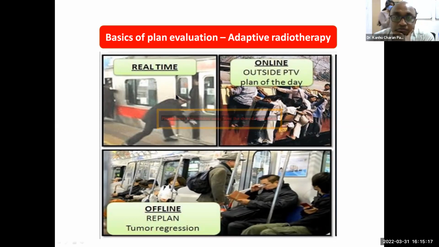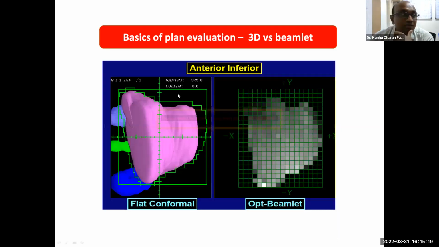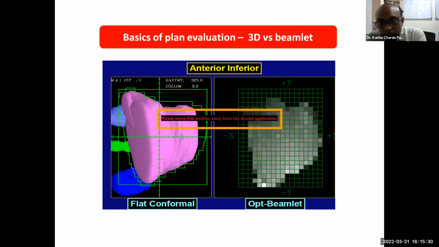So this is the part of adaptive radiotherapy. So basics of plan evaluation. If you see the 3D versus beamlets, left side is the 3D, where all the beam is normal, uniform intensity, but IMRT has different intensity. You can see each beamlet has a different intensity according to the tumor dimension, tumor thickness, and tumor depth. So this is the basic difference between a 3D conformal and IMRT plan.